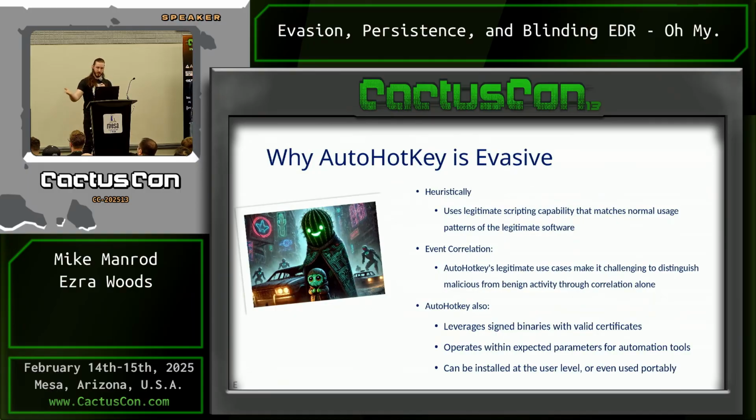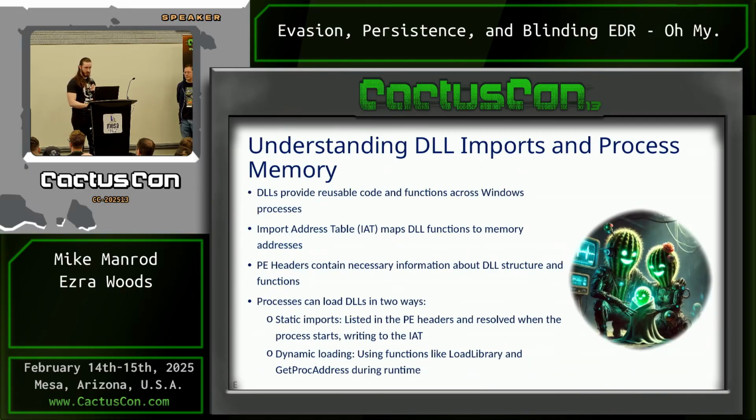Beyond that, like I mentioned, all of the binaries you make with it will be signed with valid certificates. It'll operate just like any other automation tool, and it can be installed at the user level and also has a portable interpreter. So you don't actually have to install AutoHotkey to run an AutoHotkey script. There's a valid signed binary you can download that can run any of the scripts portably.